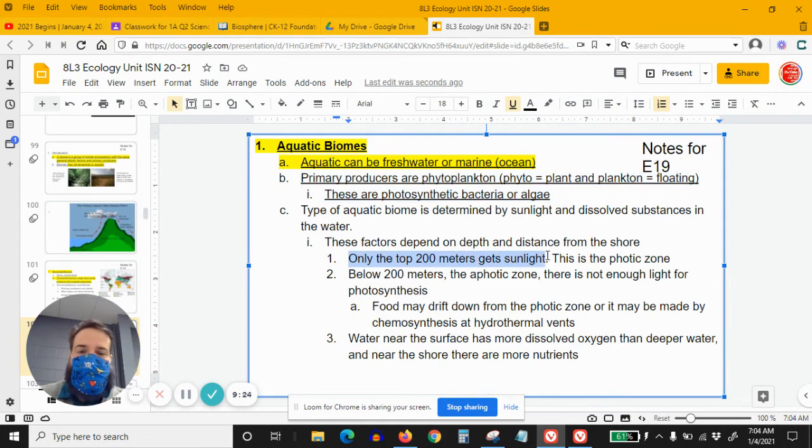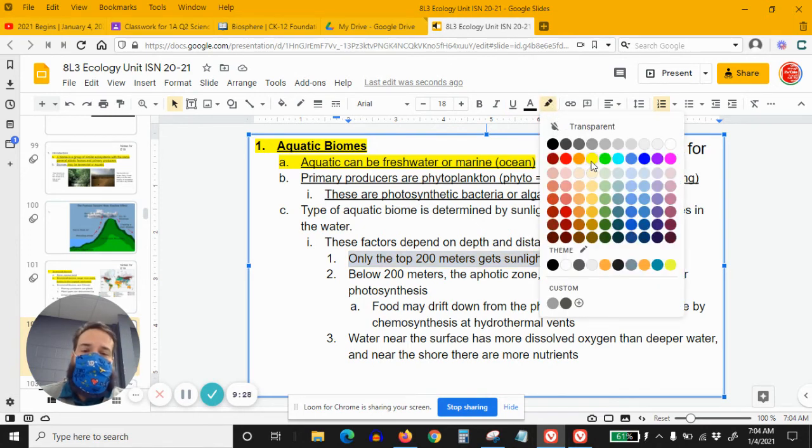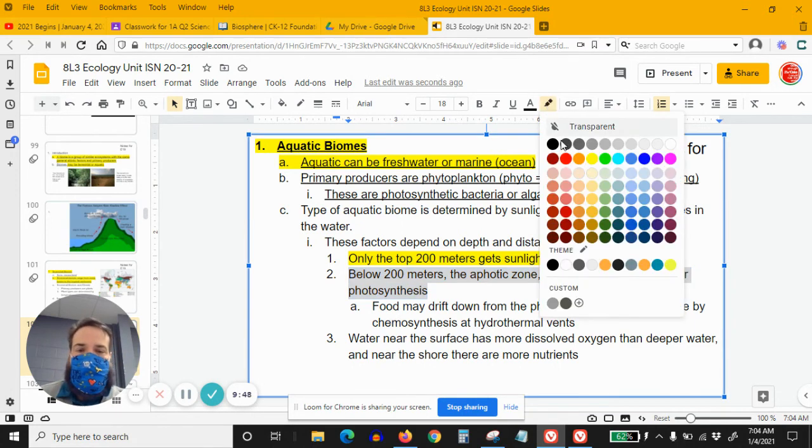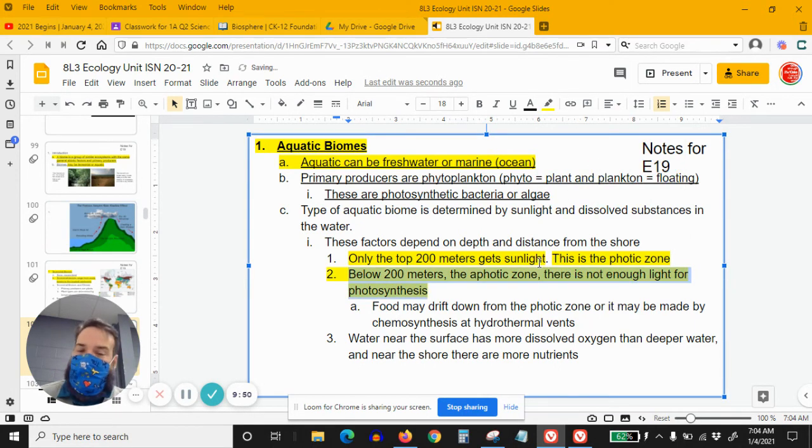Now, the top 200 meters get sunlight. That's called the photic zone. So I'm going to ask you to write that down. Below 200 meters, there is no sunlight. It just gets darker and darker as you go down. So we call that the aphotic zone.